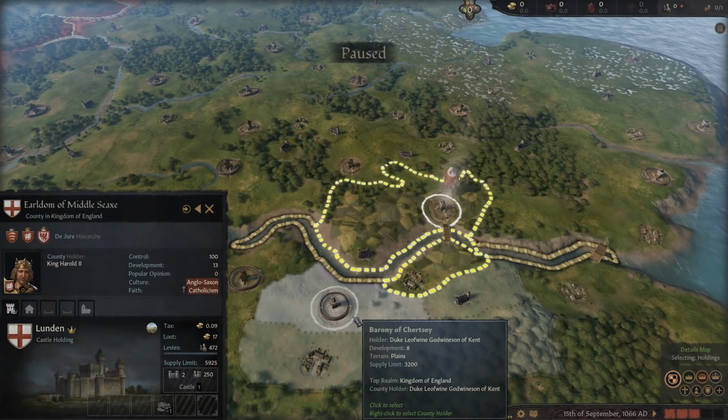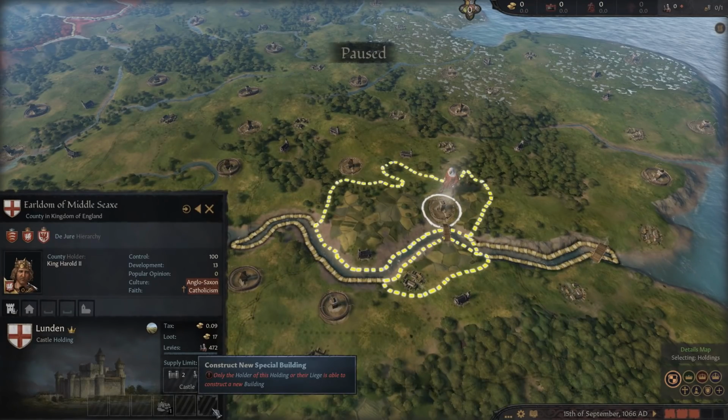And here we are in London now, and there is a special building where you even have a slot for it that is not built yet.